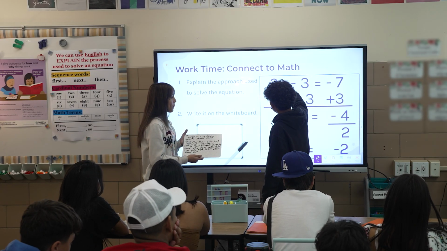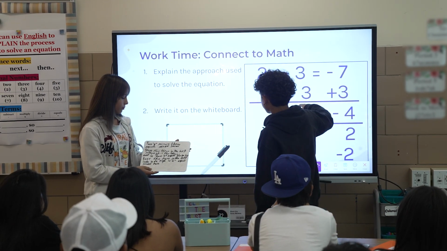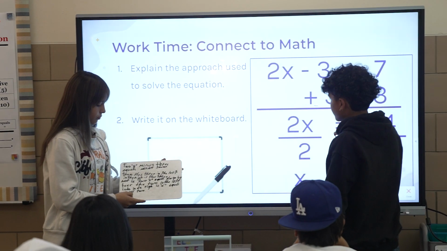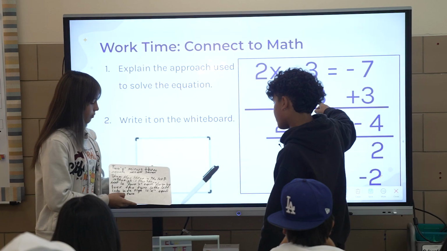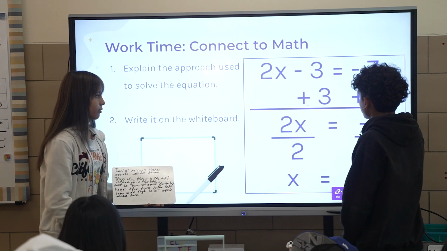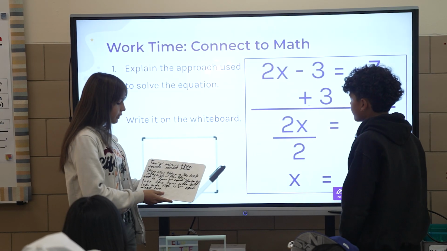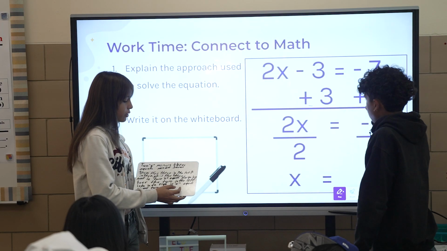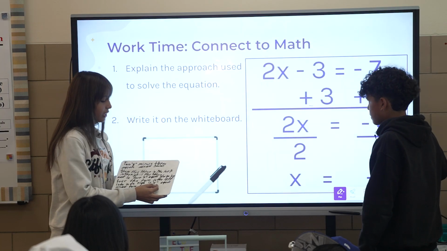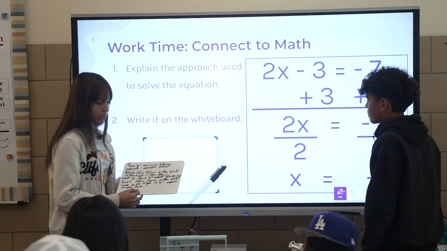2x minus 3 equals 7. Then plus 3 on the left, in the left, in the right, plus 3. Next is 2x equals 10, divided by 2, into the left, into the right, is x equals 5.